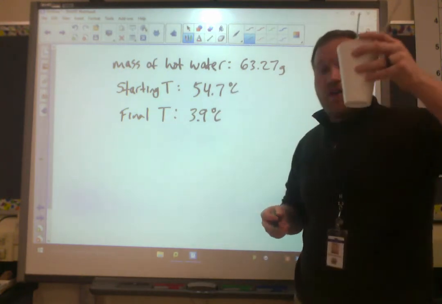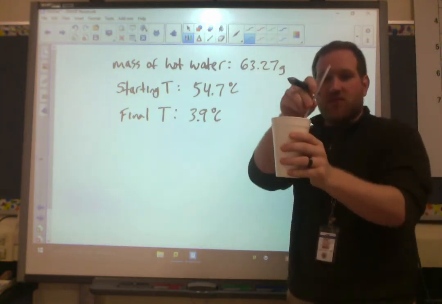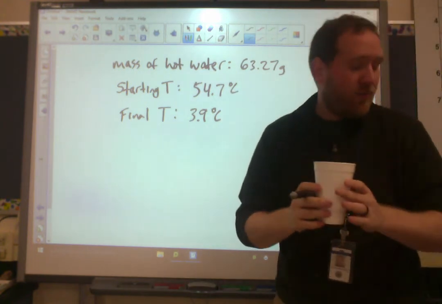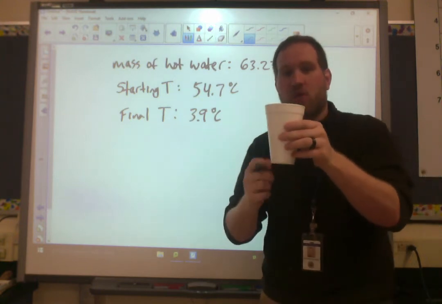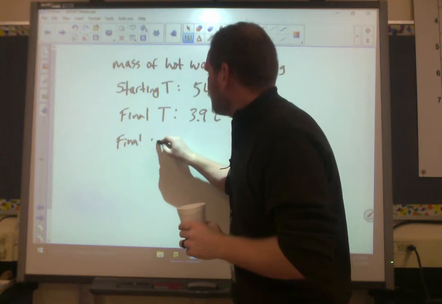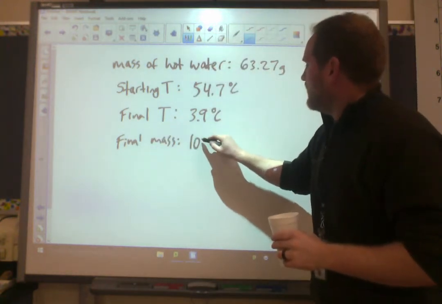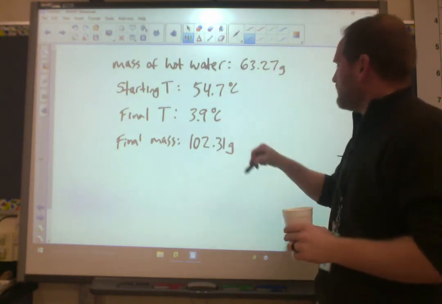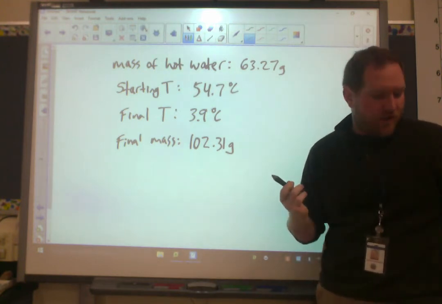Okay. Now we're going to find our final mass. Now the mass should have gone up, not because these are sitting in it. Obviously, you're going to take those out. But the mass should have gone up because we were melting ice in here. So there's more H2O in here than there was before. So let's say the final mass is 102.31 grams. Okay? And using just this data, we can now solve for LF.